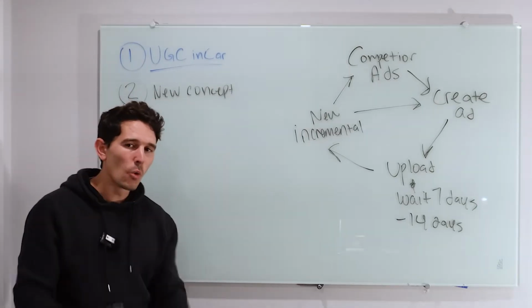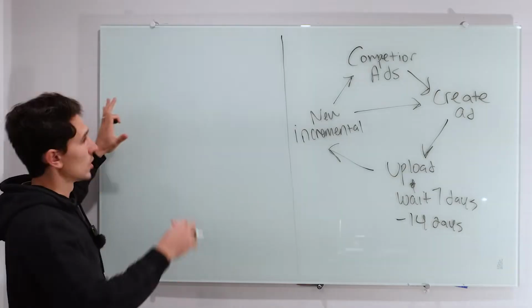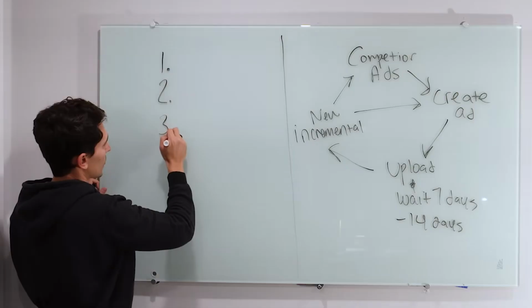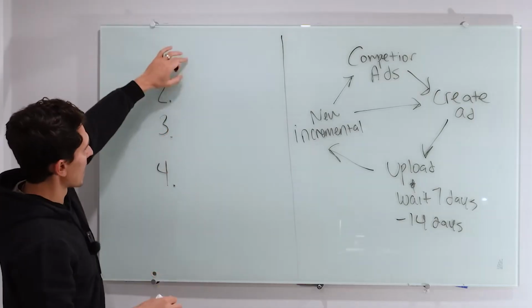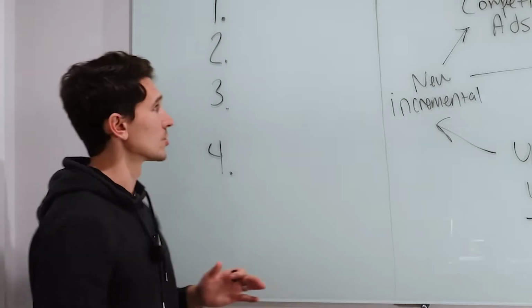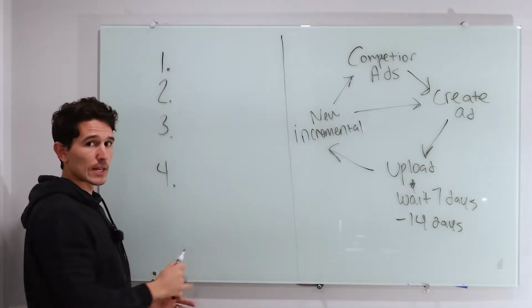And this is what nobody actually understands. Okay, so let's look at these concepts one more time. We have number 1, number 2, number 3, and number 4. It doesn't even matter what's inside of these concepts. It's completely irrelevant for this conversation. It just matters that we have concepts of creative that work.